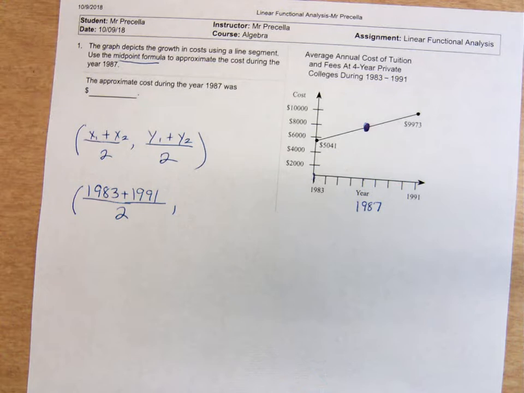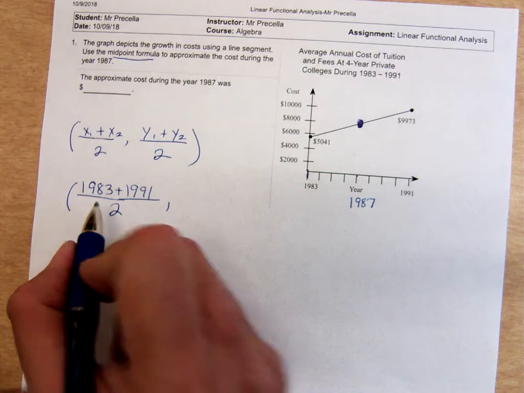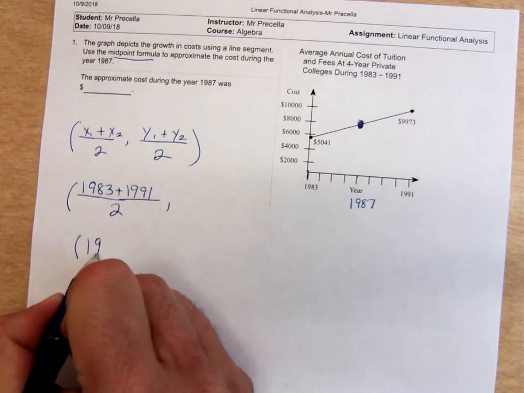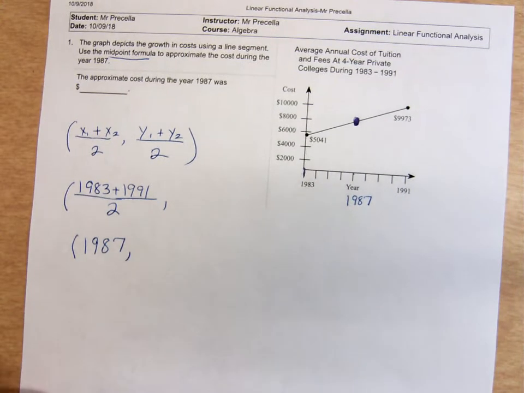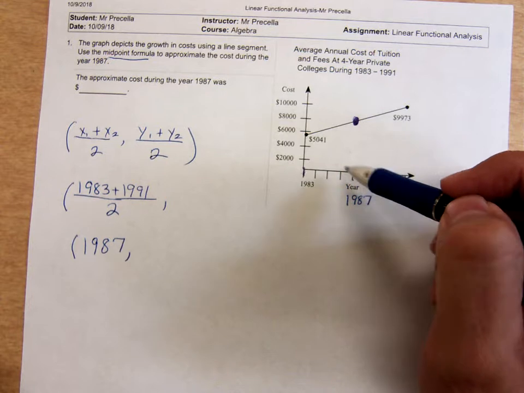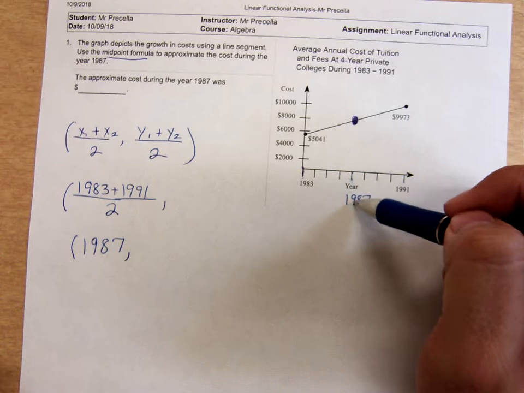Some of you with the calculator: 1983 plus 1991, add those up and divide by 2. Did we get 1987? Yes? We'd have 3974 divided by 2. We are getting 1987. So all that does is verify, yes, the midpoint formula will get us this x value here. The year right between 1983 and 1991 is 1987.